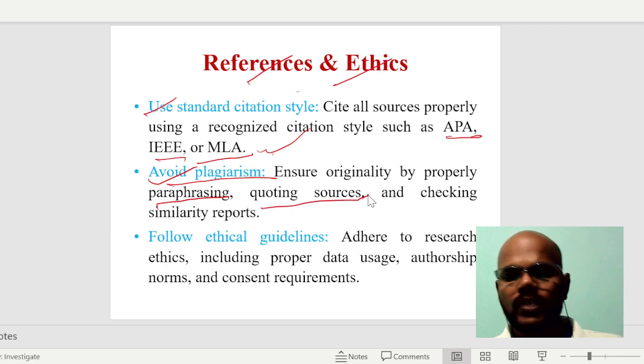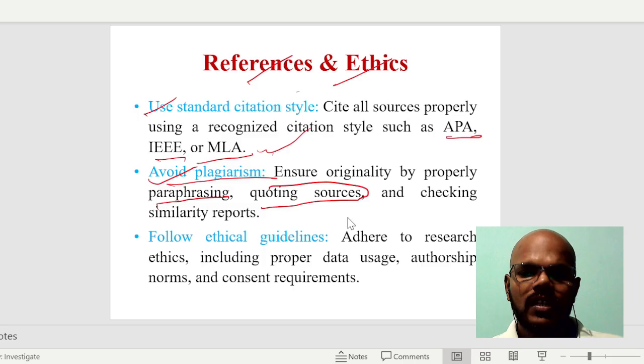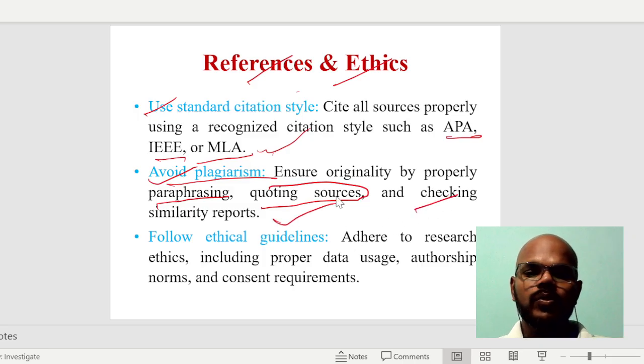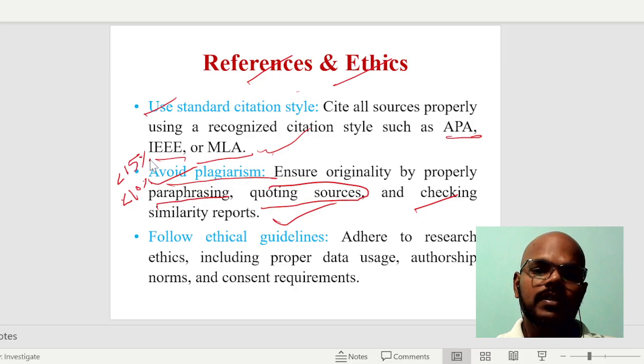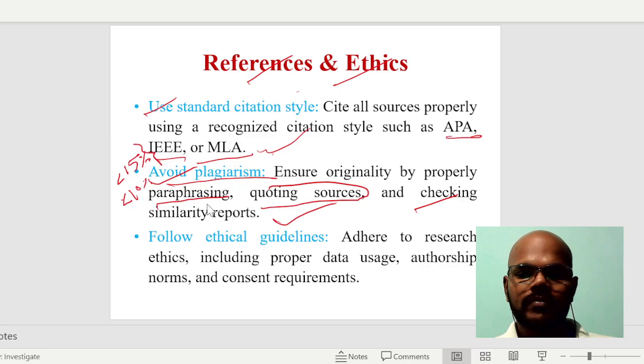There will be some quoted sources that you can also check, and before submitting to the journal you can check the similarity report. As per journal standards, the similarity report for a journal should be less than 10%. For journal conferences, it is 15%. Less than 15% similarity is acceptable, excluding the references, right?